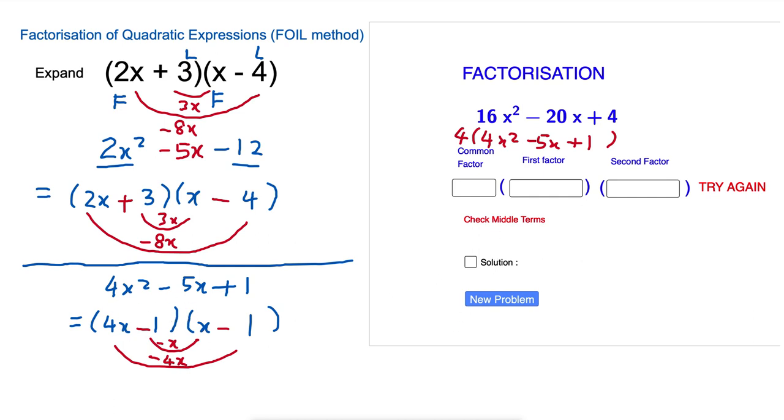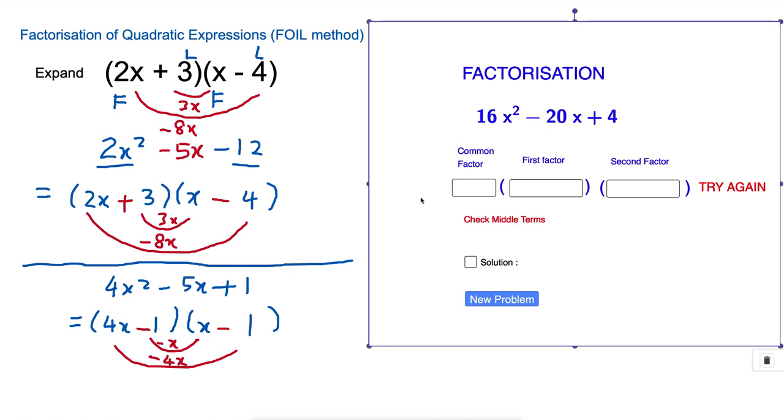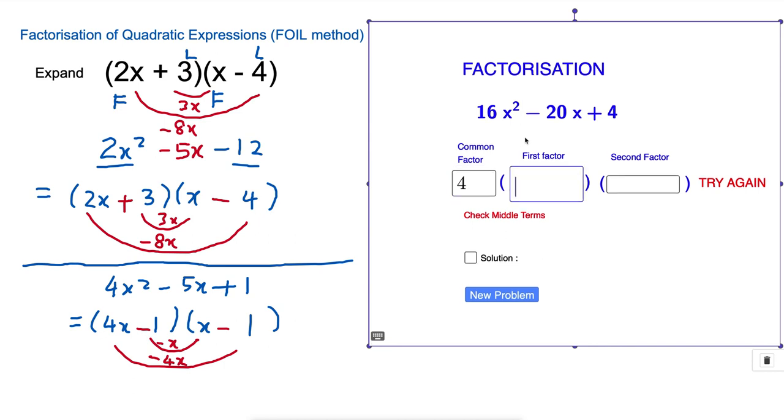Now we can go back to our program and enter the common factor. The common factor is 4. And the first factor is 4x minus 1. And the second factor is x minus 1. Press enter, and that is correct.